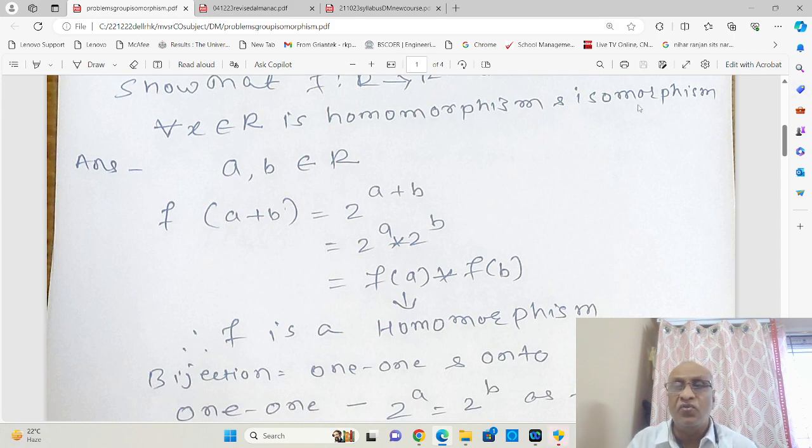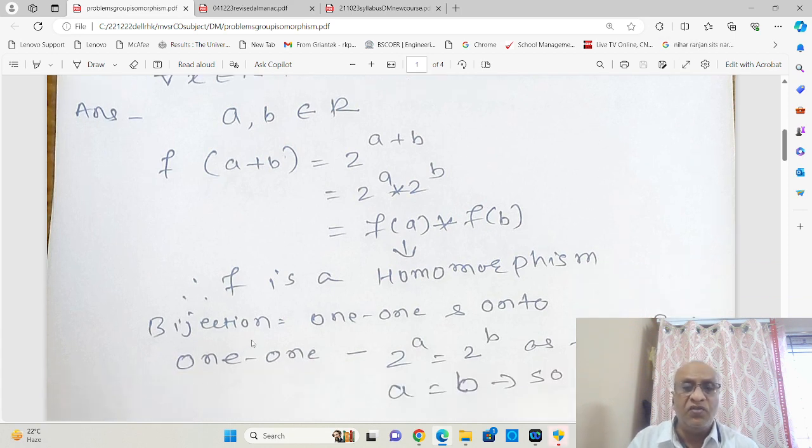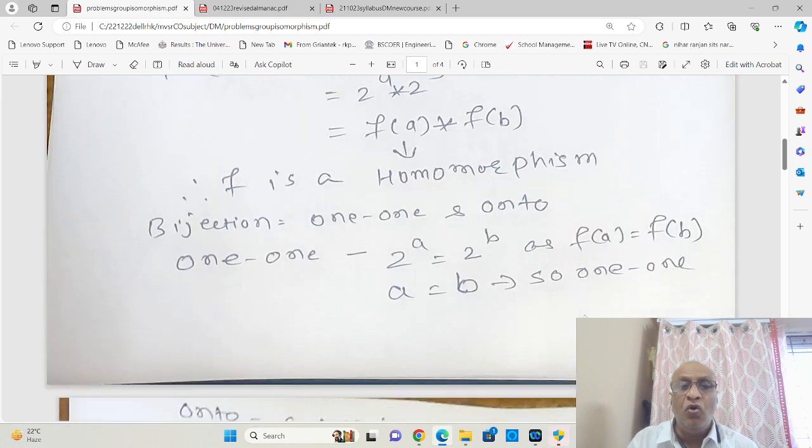Once homomorphism is proved, what do we need to prove? We need to prove isomorphism. For isomorphism, what do we have to prove? Bijection. For bijection, what do we have to prove? One-to-one and onto.